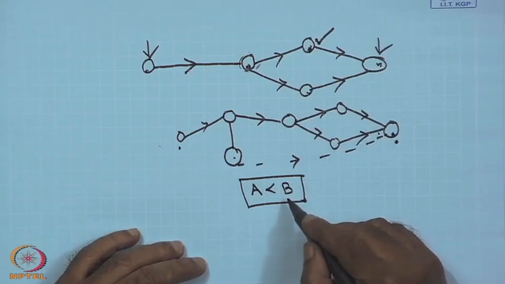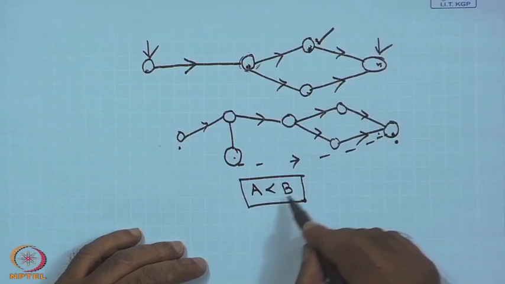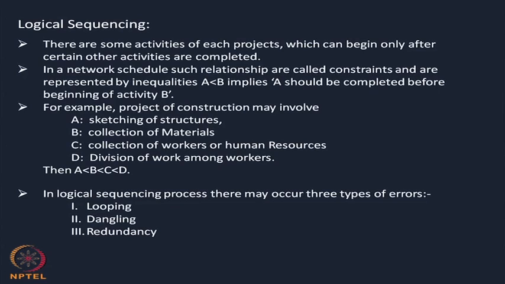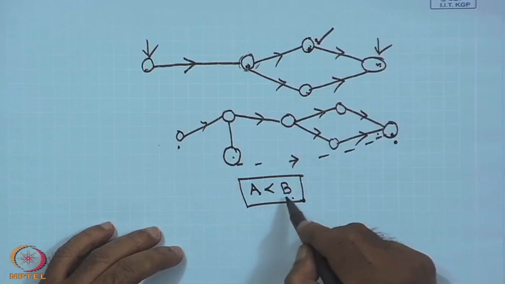What is the meaning of A less than B? That means A should be completed before B, before the beginning of the activity B. That is, A should be completed before the beginning of the activity B. So, please note this one.